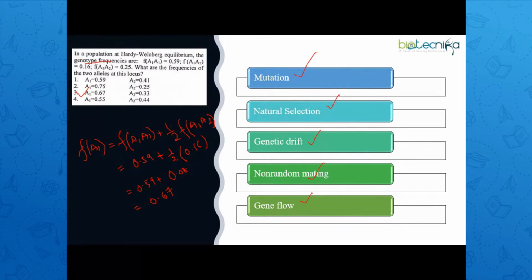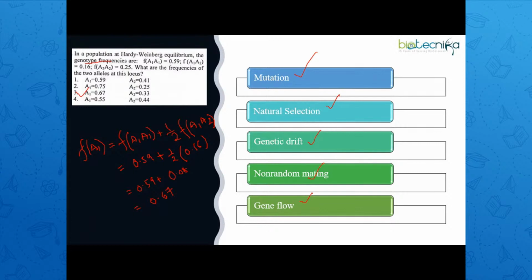Now, mutation is something we all know, right? It is a change in the nucleotide. It can be a point mutation, it can be a chromosomal aberration. That also comes under your mutation. A change in the DNA structure, that is mutation. So, obviously, if there is a change in the DNA structure, the composition changes. Particularly if there is a base pair change, it will change the allele frequency.